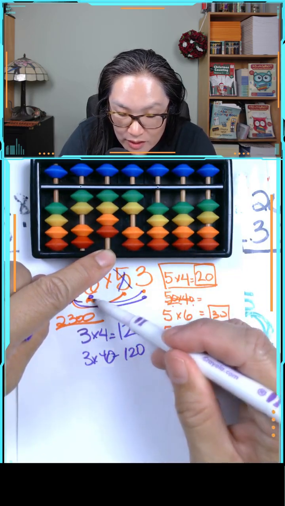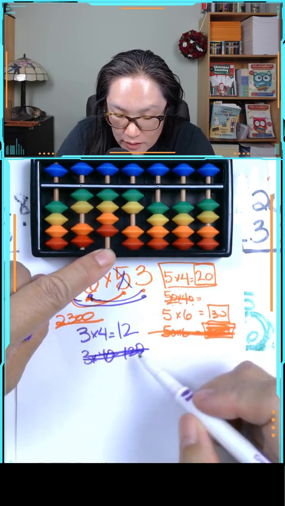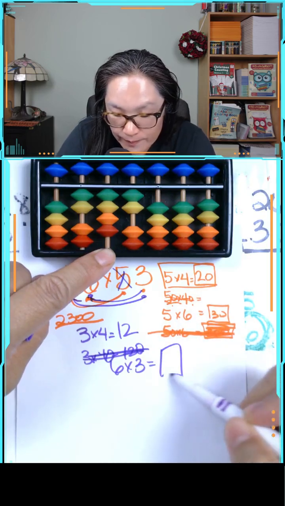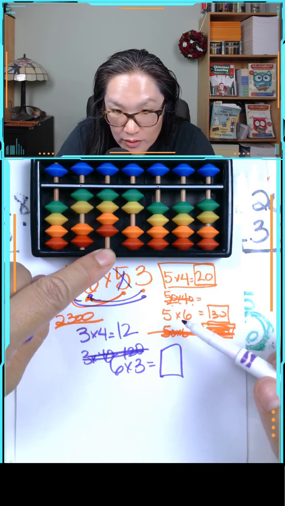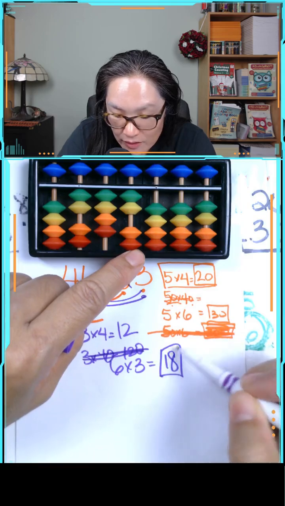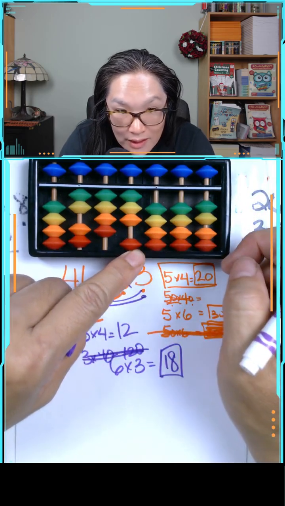So our last one is going to be 6 times 3. 6 times 3 is what? We move one. 6 times 3 is 18, right? Add the 1, add the 8.